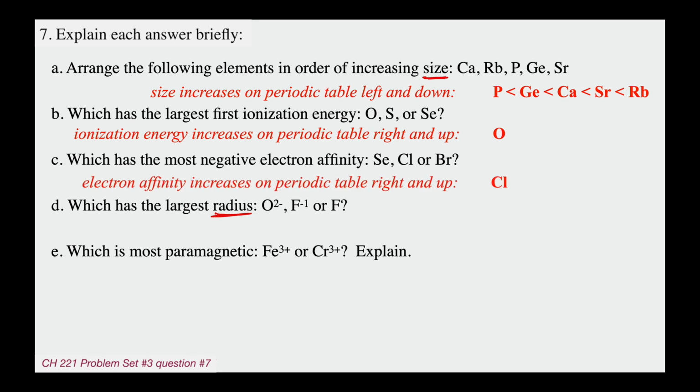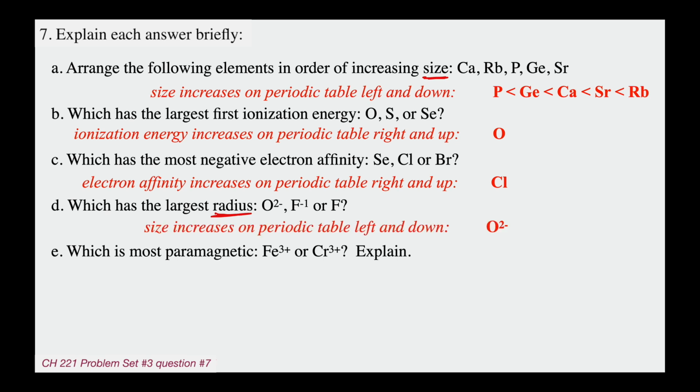Now, for largest radius on D, all right, there's a couple things going on here. But notice how we have two anions, two negative ions, and a neutral atom. Anions are always bigger than the neutral atoms they come from. Cations are always smaller than the neutral atoms they come from. But in this case, then, if you're just comparing oxide and fluoride, the left and down thing works really well.